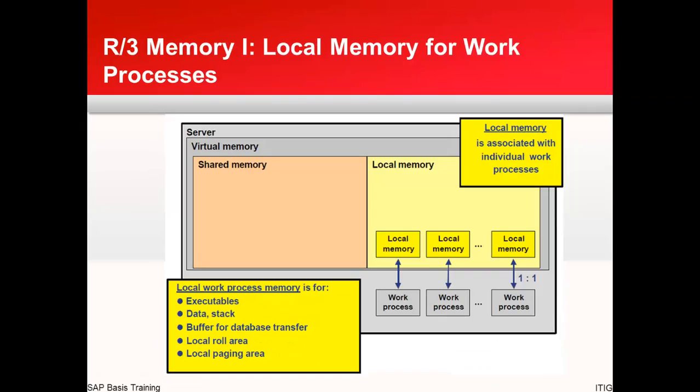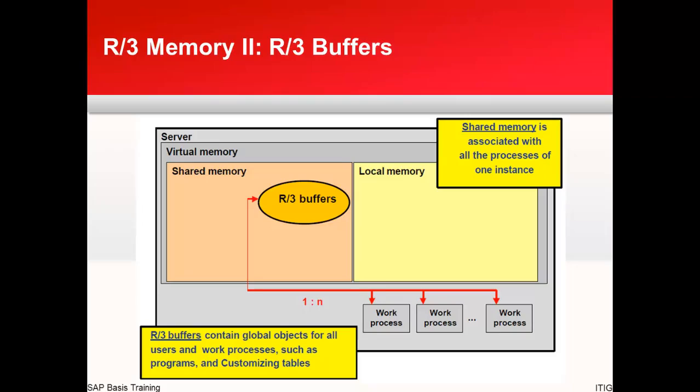Next is R3 memory, basically the local memory for work processes. Here you can see the local memory is allocated to the different work processes. You have a number of work processes. Local memory is for the executables, for the data, for the stack, for the buffer for database transfer, local role area, local paging area. Now, the second thing is about the R3 buffers.